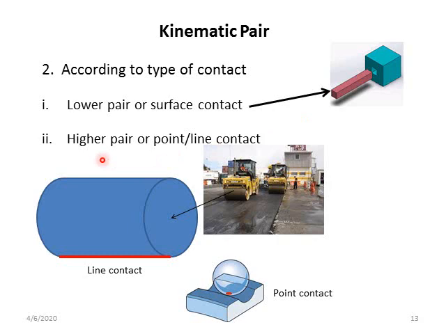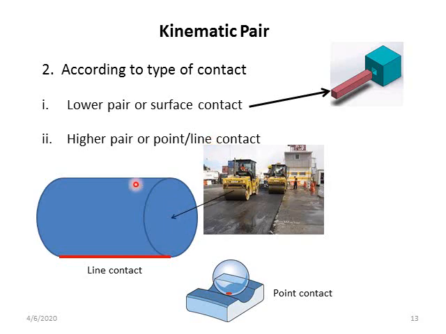The second example is of the second type, the higher pair, which has two classical examples: the point and the line contact. In the case of point contact, things are very simple. A spherical ball is rolling over any kind of surface. When the spherical ball touches the surface, any type of surface, the contact will be a single point contact. Whereas a roller over a flat surface is a classical example of a line contact.